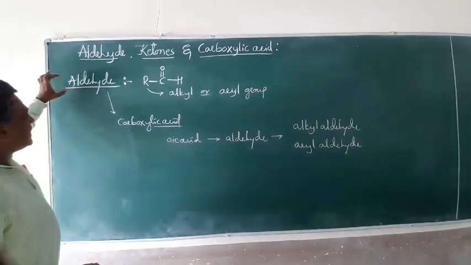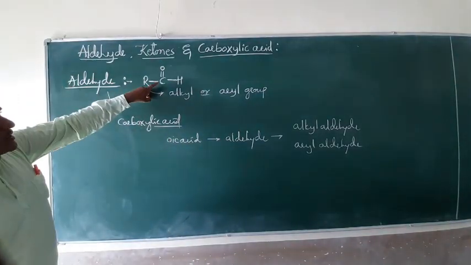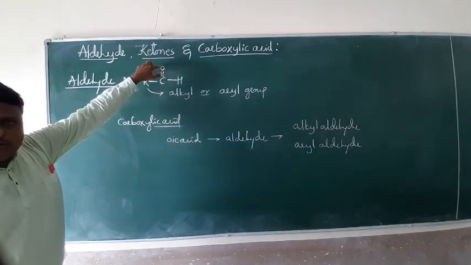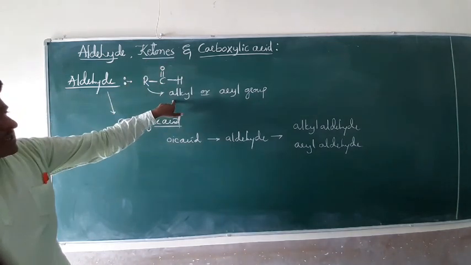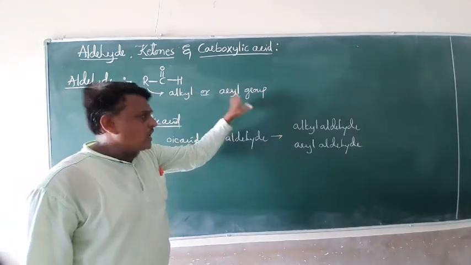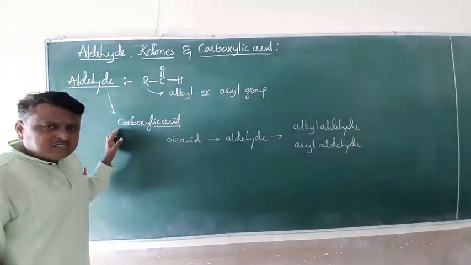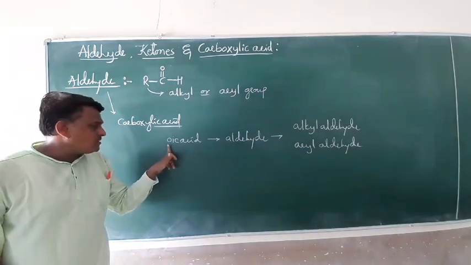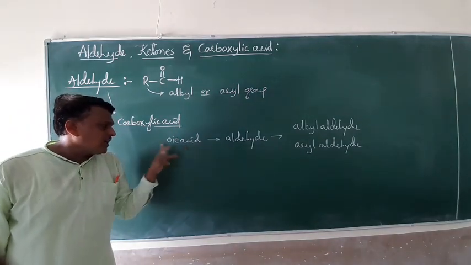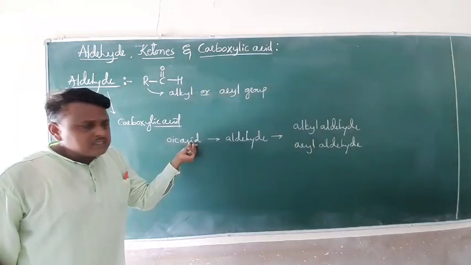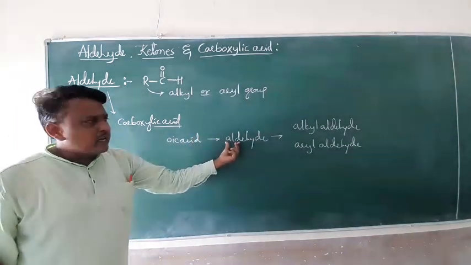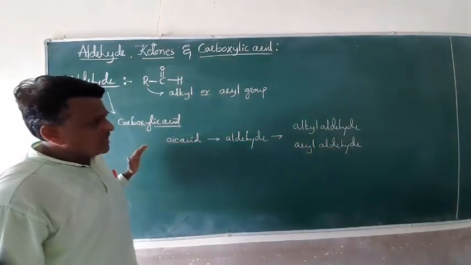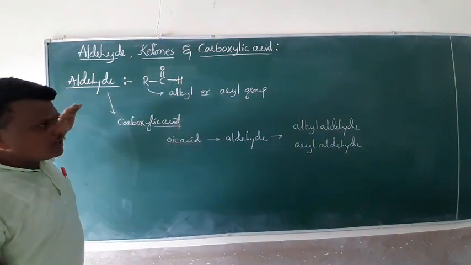I repeat, aldehydes are one of the carbonyl carbon compounds with the general formula RCHO. R stands for either alkyl or aryl groups. These aldehydes are derived from the carboxylic acids, meaning the carboxylic acids containing OIC acid, which is replaced by an aldehyde termed as alkyl aldehyde or aryl aldehyde. This is a simple story of aldehyde.